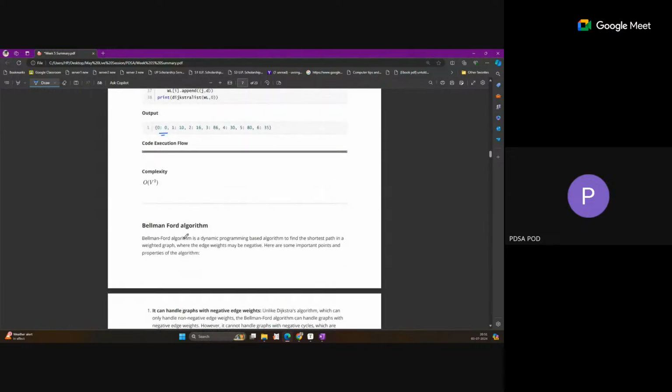Now next is the Bellman-Ford algorithm. Sir, in this, at any given stage, from one node to the next node, the shortest one will be selected, no? I joined a little late. If it was already discussed, I'll go through the recording later.